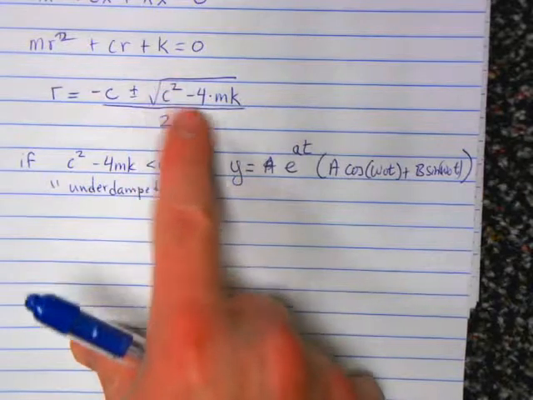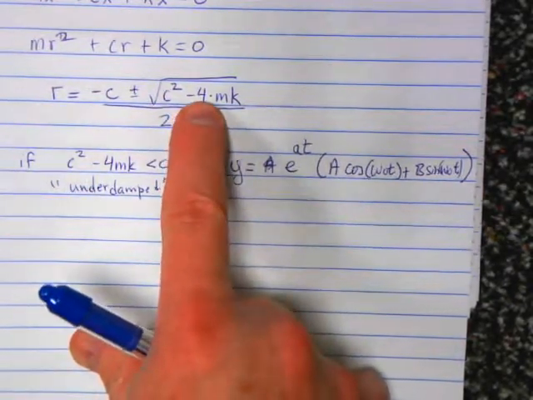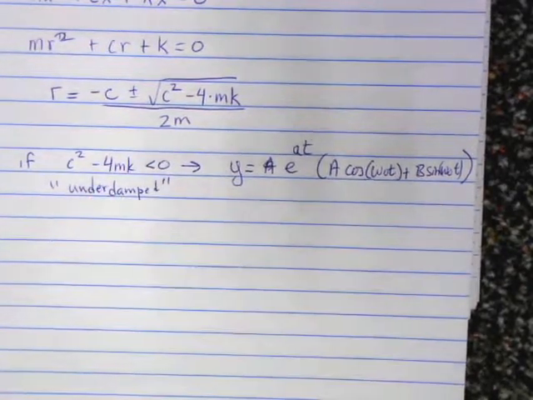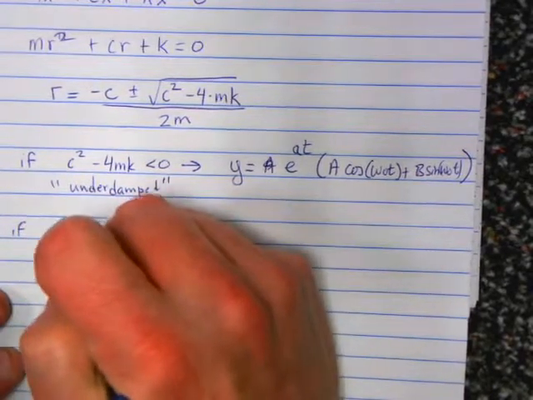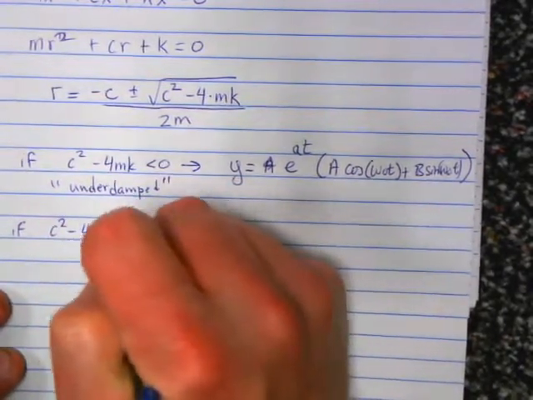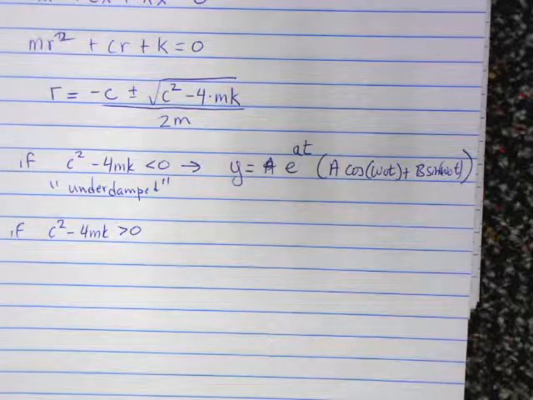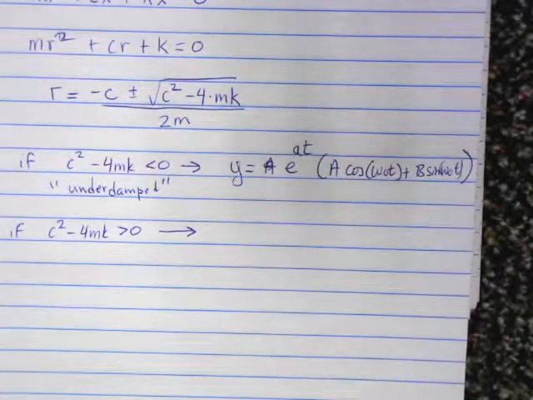This thing under the square root, that's called the discriminant. The discriminant could be negative. Could the discriminant turn out to be positive? Yeah. If c squared minus 4mk is positive, then what kind of answers are you going to get? Real. You're going to get two real answers, aren't you? So if you get two real answers, what does your equation look like?